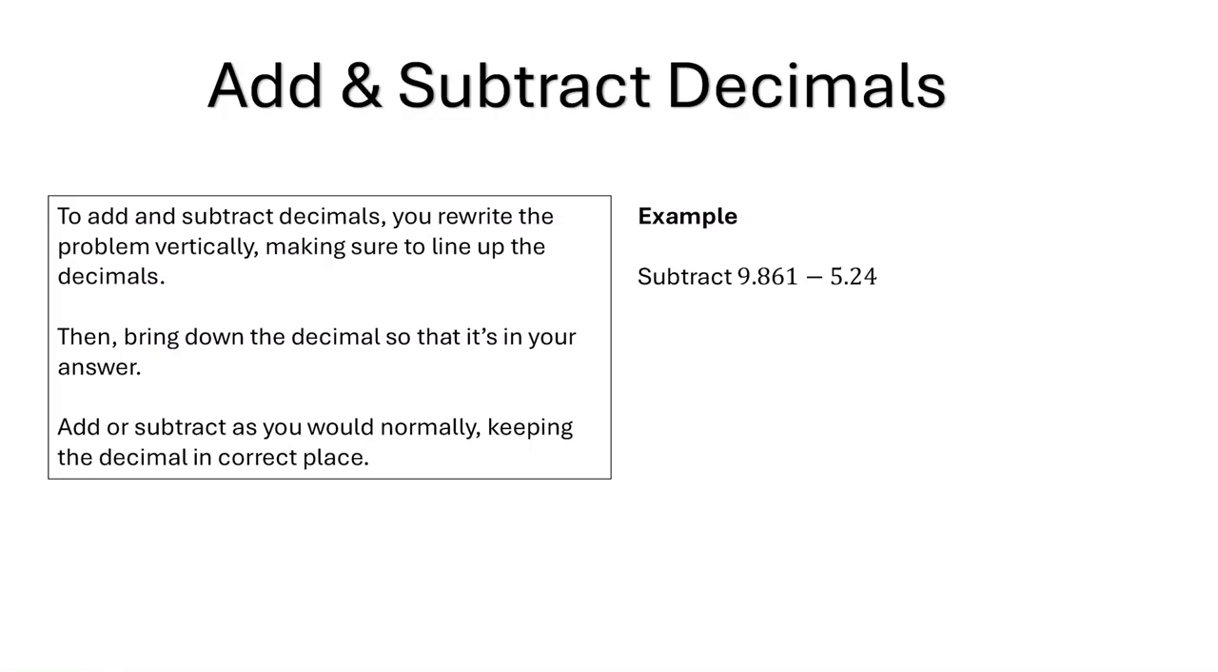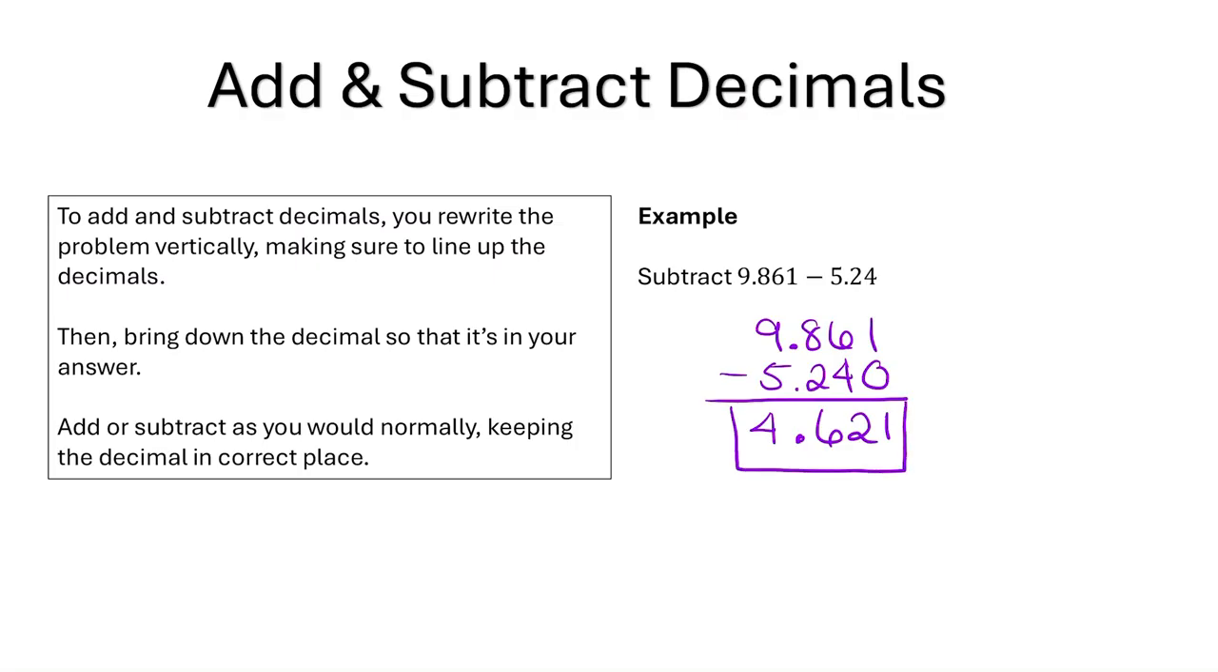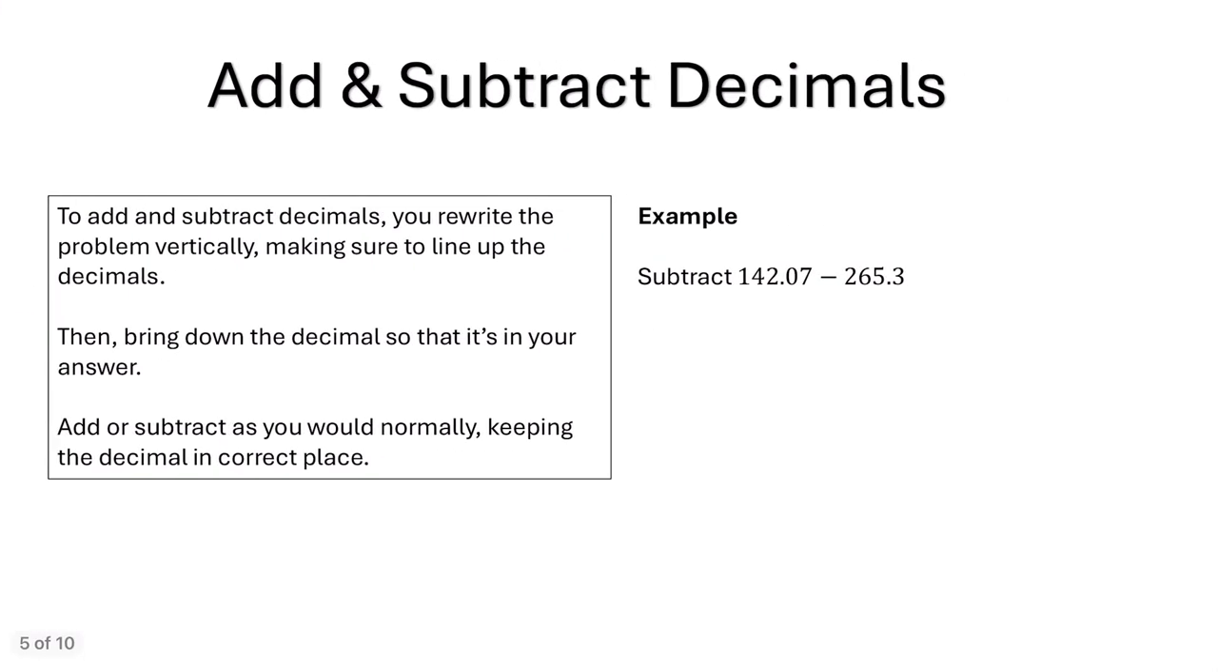So basically it's the same idea. We're going to rewrite this problem so that the decimals are in the same respective position. And then we're going to go ahead and subtract. Remember, we can add in that 0 as our placeholder. So we have 1 minus 0, so that's 1. 6 minus 4 is 2. 8 minus 2 is 6, and bring down the decimal. And then 9 minus 5 is 4. So we have 4.621.